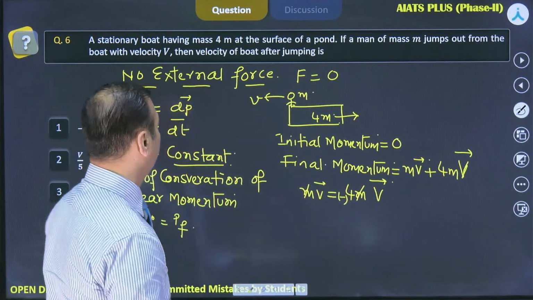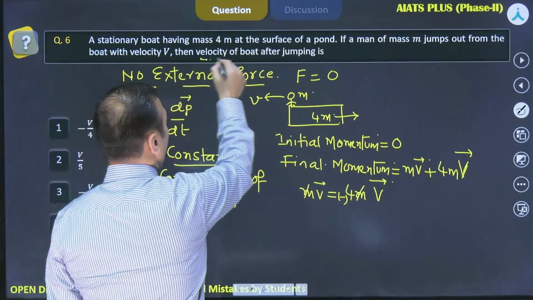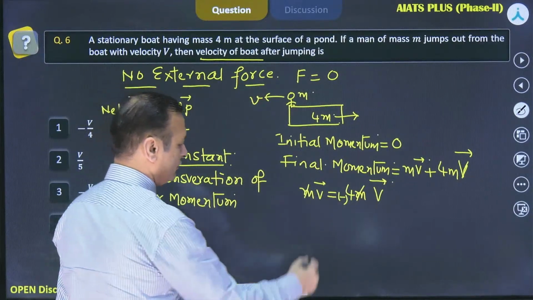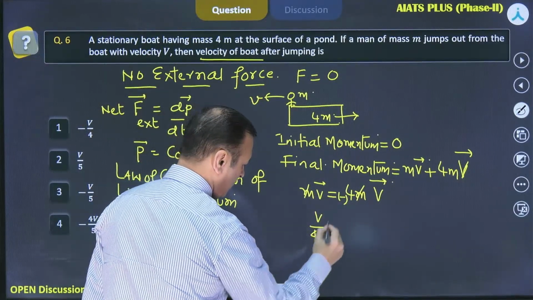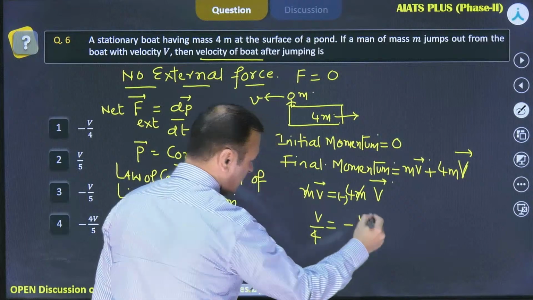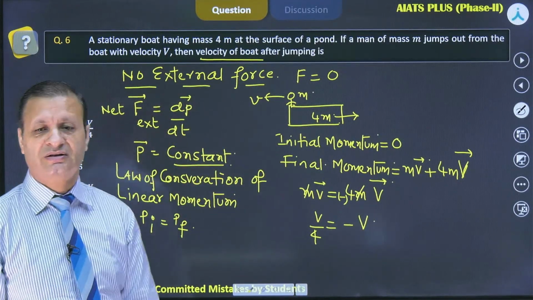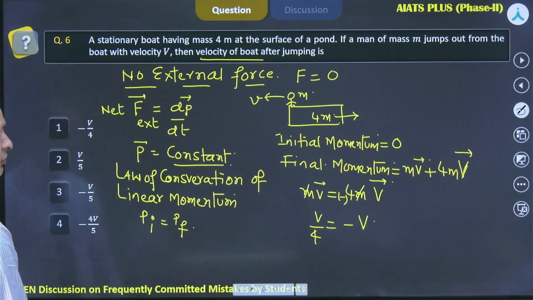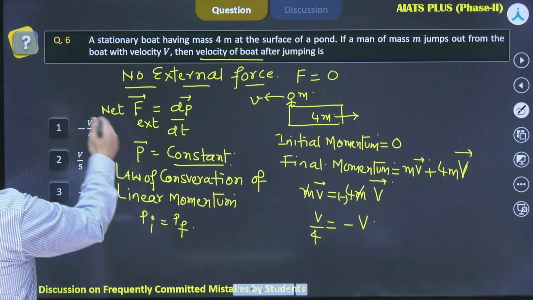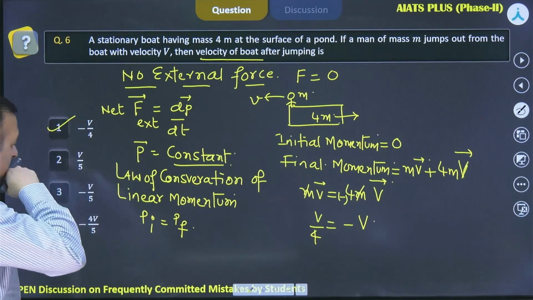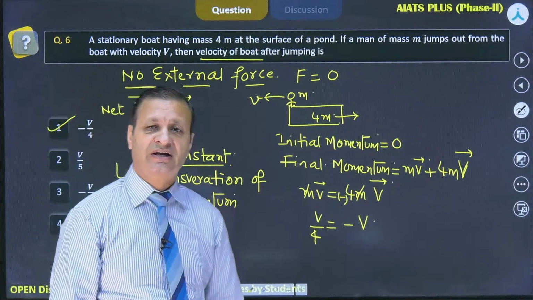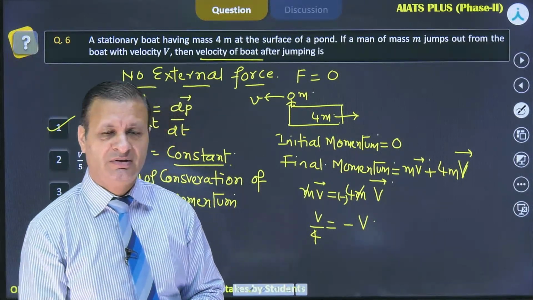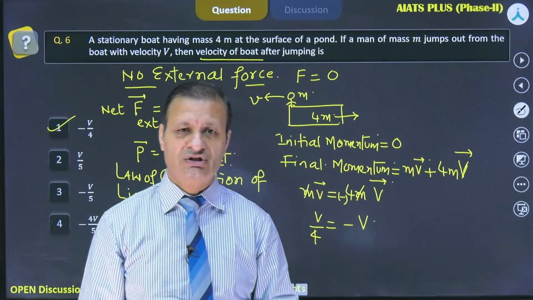So what we have to find out is the velocity of the boat. So the velocity of the boat will be v by 4, and definitely the negative sign implies the opposite effect. So what is the answer for this? So this velocity is v, so this is minus v by 4. That is the correct explanation we have for this numerical situation.